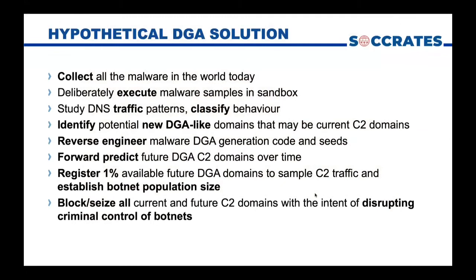We can collect all the malware in the world today, execute the malware samples in our sandbox, study DNS traffic patterns, classify behavior, identify potential new DGA-like domains that may be current C2 domains, reverse engineer the malware, then forward predict future DGA domains based on the reverse engineered algorithm, register 1% of all known DGA domains to sample command and control traffic, and then try to block or seize all current and future command and control domains with the intent of disrupting criminal-controlled botnets.